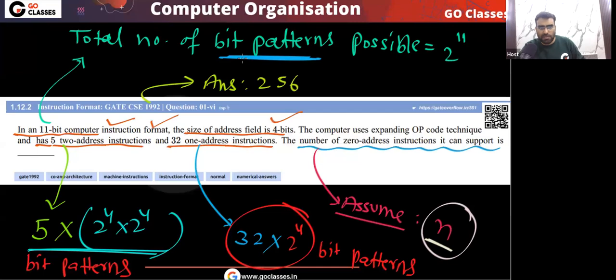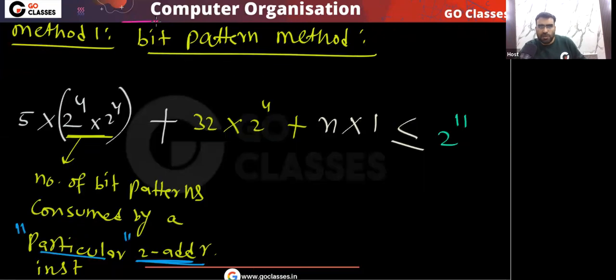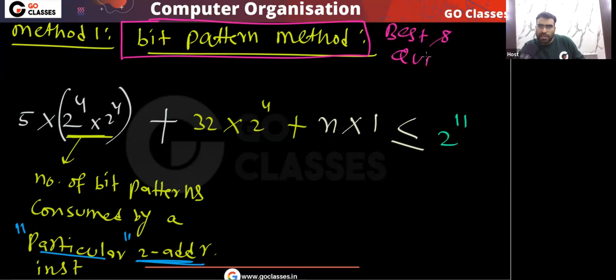You tell me one thing. Is this method beautiful or not? This bit pattern method, yes or no? This is a very quick method. This is the best and quickest method. I told you this is the best and quickest method.